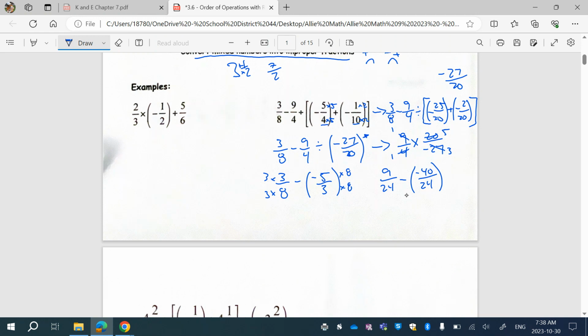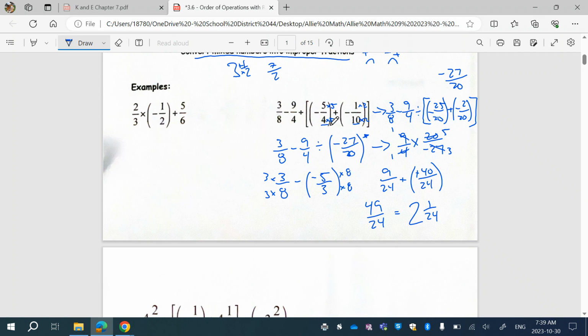Now remember, subtracting a negative is like adding a positive, so we are going to end up with 49 over 24. And then that can go in there 2 times. So 24 plus 24 is 48. So that's 2 with 1 left over 24.